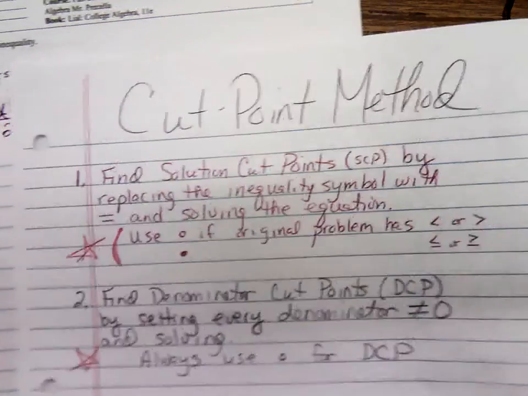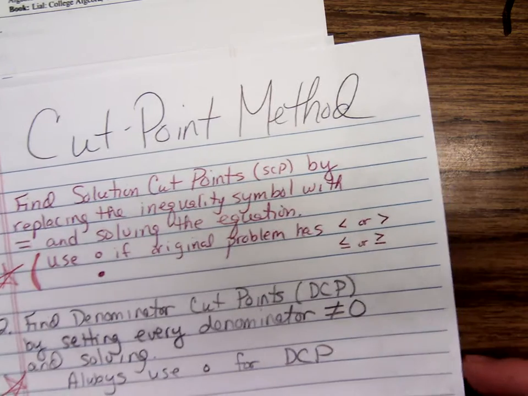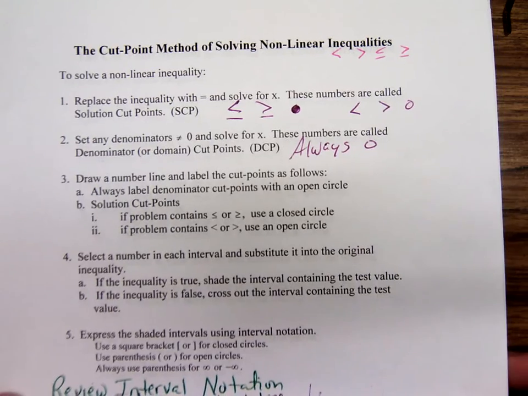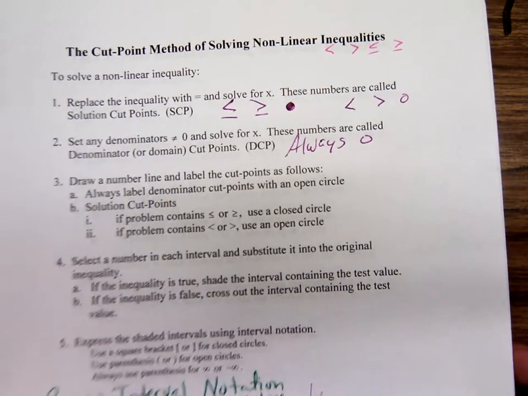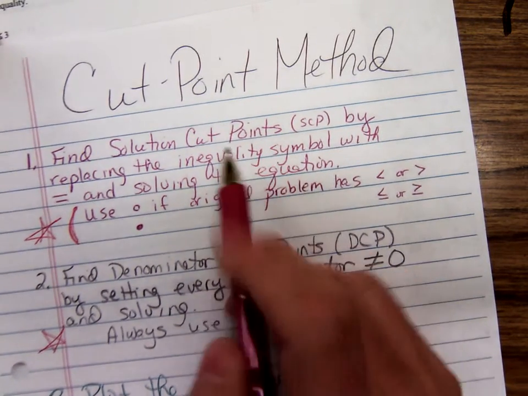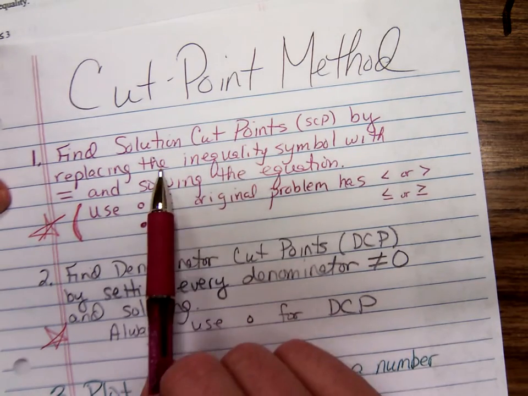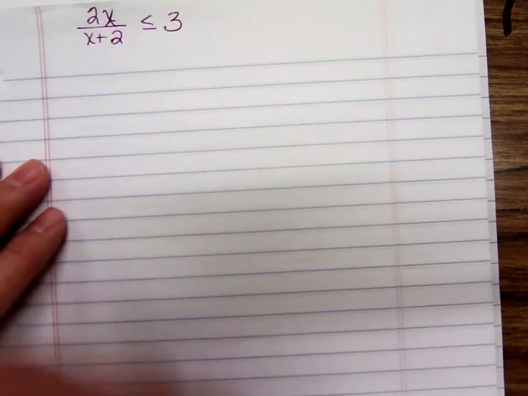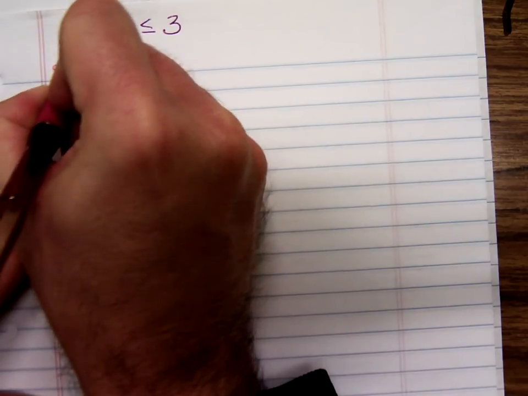Now the first thing you'll do is find what's called the solution cut points. And here's one place where, there's another place, I have the steps written out twice in the document sharing. Here where it's typed up, and also just handwritten, outlining it. So find the solution cut points by replacing the inequality symbol with an equals and solving the equation. So let's do that first. I'm going to find the solution cut points. That's step 1.